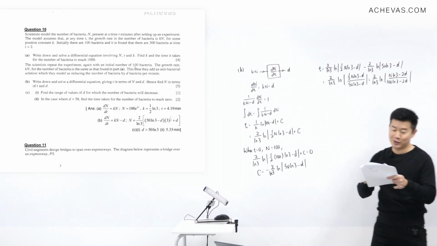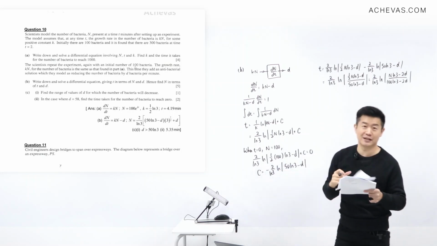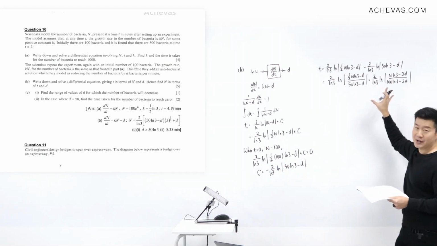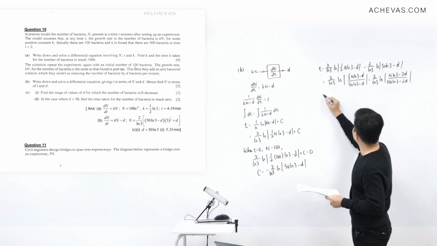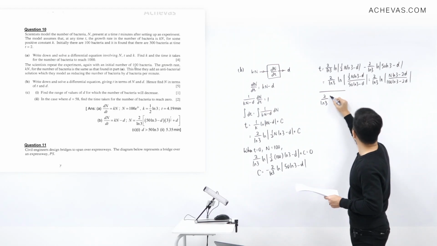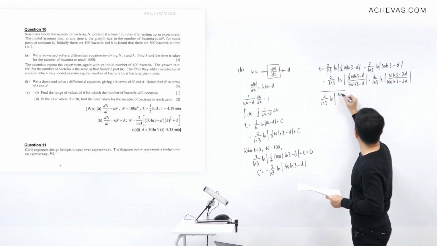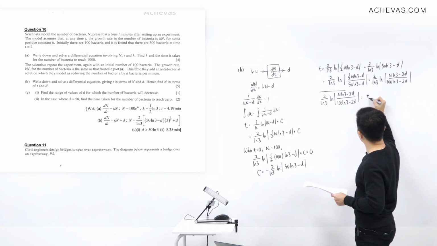But the strange thing about this question is that it asks us to hence find n in terms of t and d. So we just need to re-express this and make n the subject. So I guess let's do that. If I want to make n the subject, let me rewrite this again. We have 2 over ln 3, ln of modulus of n ln 3 minus 2d over 100 ln 3 minus 2d. This is supposed to be equal to t.